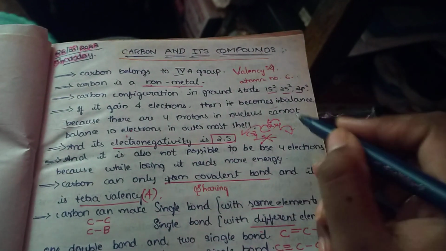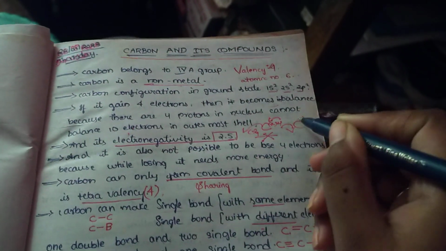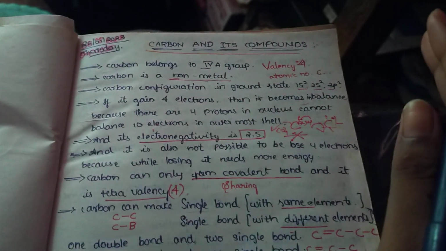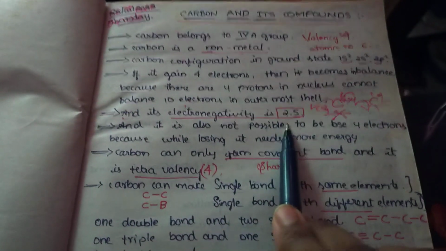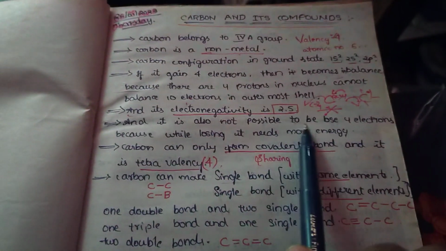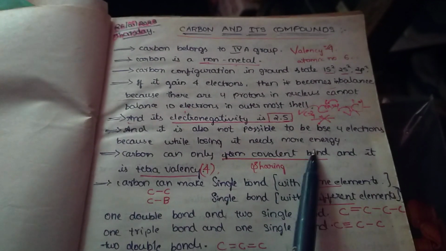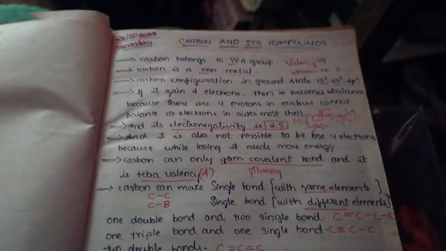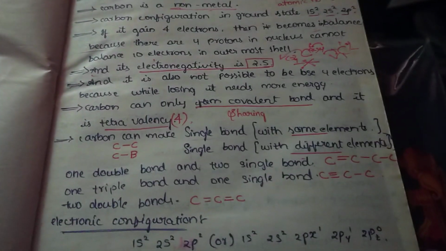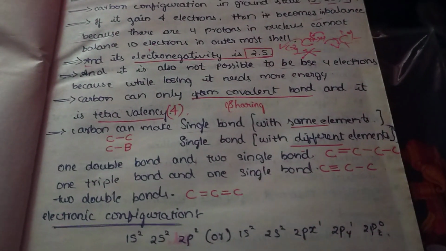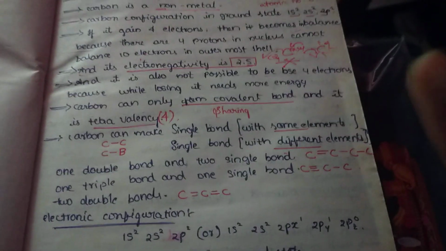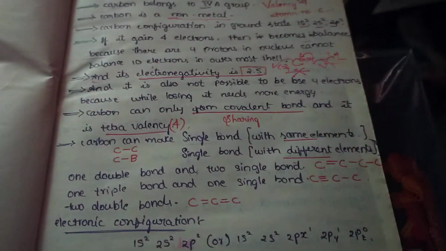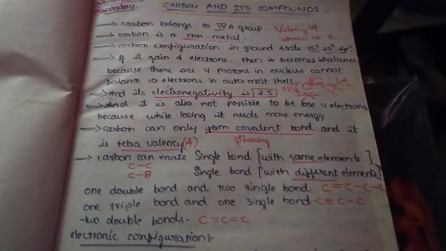So it is stable with valency 4. Its electronegativity is 2.5, and it is also not possible to lose 4 electrons because losing needs more energy. For losing or gaining, it needs more energy. On our earth there is not that much energy to change atomic structures and valencies. No more energy is found now, so it may collapse the whole world, I think.